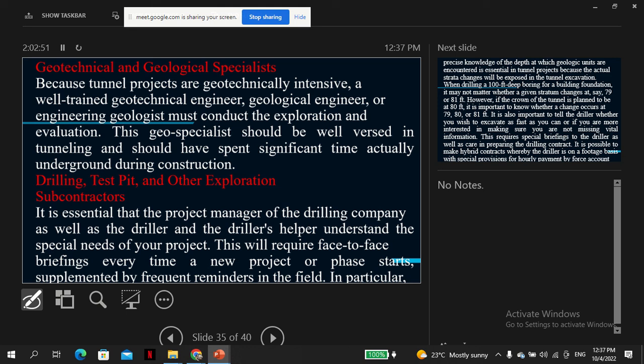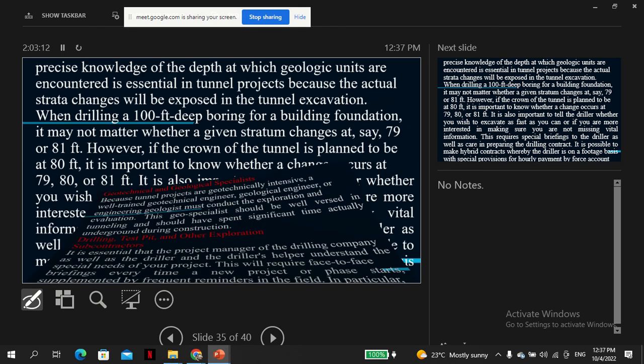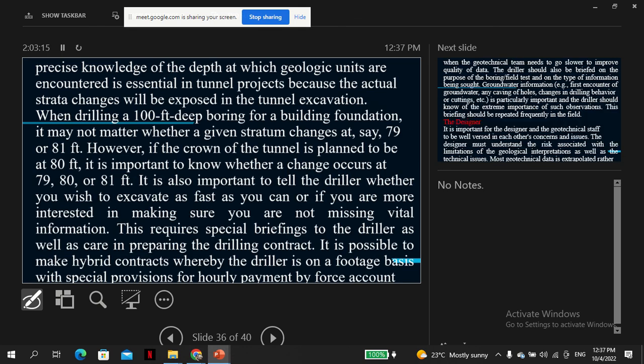This will require face-to-face briefings every time a new project or phase starts, supplemented by frequent reminders in the field in particular. So, for this kind of project, we cannot afford this kind of online meeting. It is better face to face, in person, with first-hand experience, so that you understand, because the online thing cannot give you the first-hand experience. So when you're on site and you see things in actuality, then it's more real.